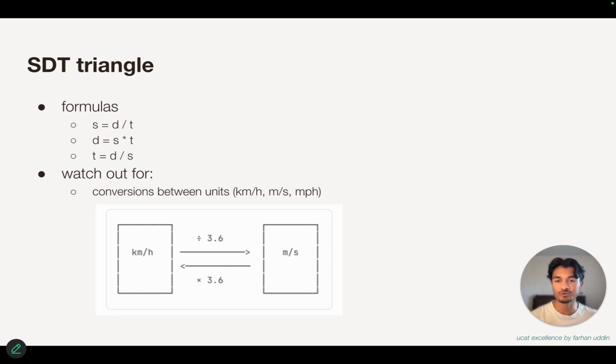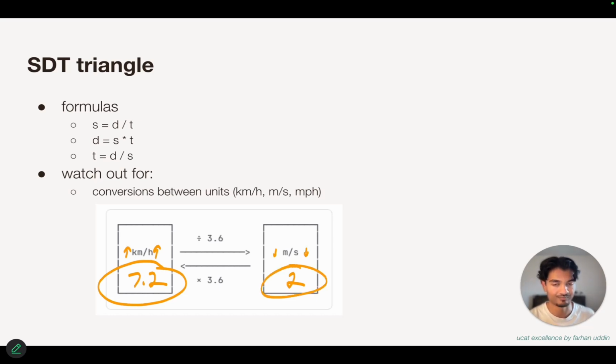So the way I've come to remember it is this way. Let's take this example: we've got 2 meters per second, and if we multiply that by 3.6, we're going to get 7.2 kilometers per hour. Kilometers are bigger than meters, hours are bigger than seconds, and so you're expecting this number to be bigger than this number. That's the way I remember it. So if I get 2 divided by 3.6, I know that's going to give me a smaller number, and if I'm going to kilometers per hour, that just doesn't make sense. So that's the way I remember whether to multiply or to divide when converting between kilometers per hour and meters per second.